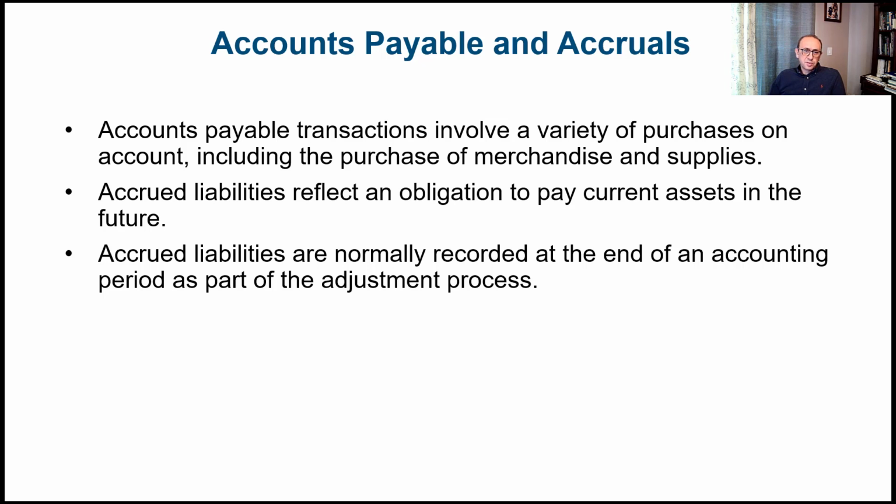Accrued liabilities reflect an obligation to pay current assets in the future. Accrued liabilities are normally recorded at the end of an accounting period as part of the adjustment process, and again, we've seen that in Chapter 3 where we were doing our adjusting entries. One of the very typical accrued liabilities is wages payable, for example.